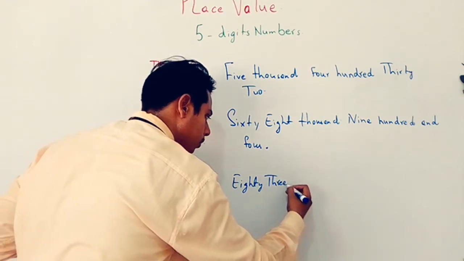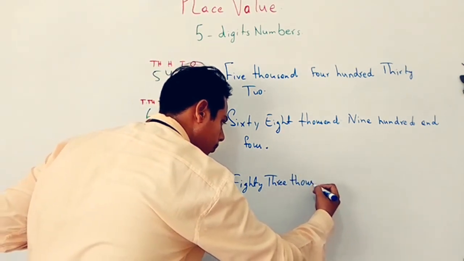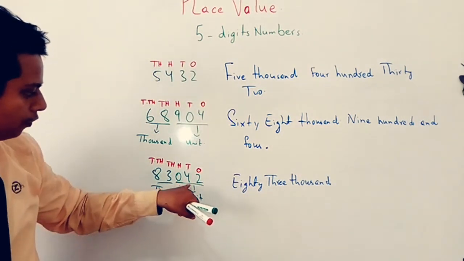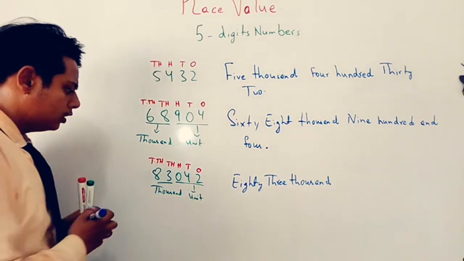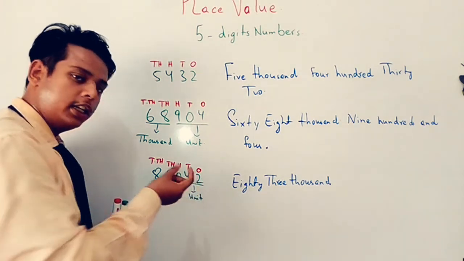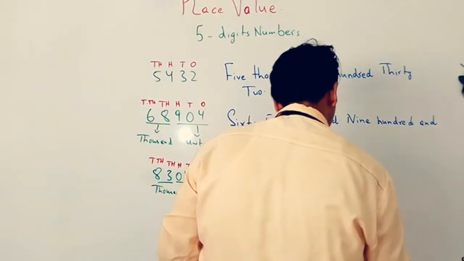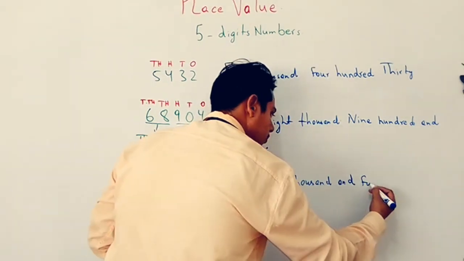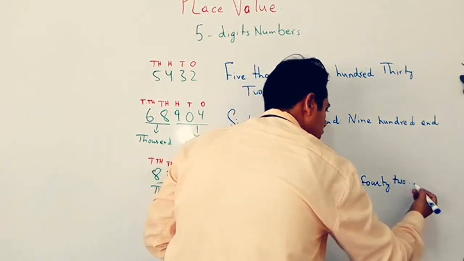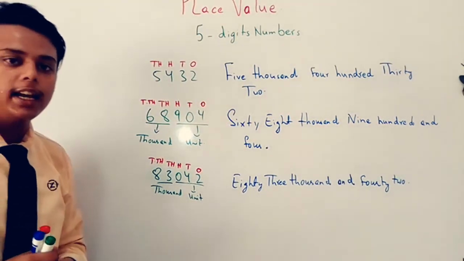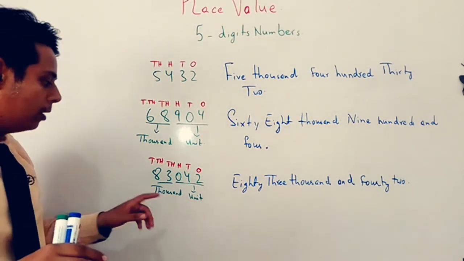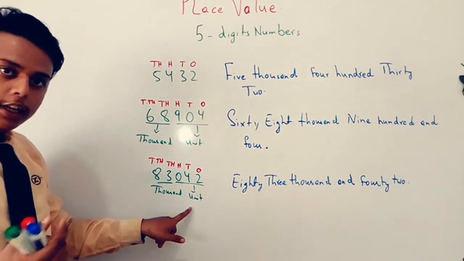83,000. Then after that, what is the number? 042. What will it become? 042? No. Simply just what is the number over there? 42. So simply just like that, as I told, first of all you need to write the number name, then its family. But when we are writing the unit, it is not required to write the family name over there.